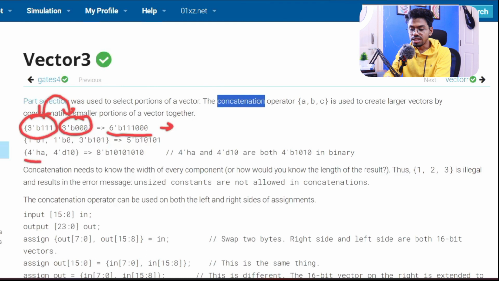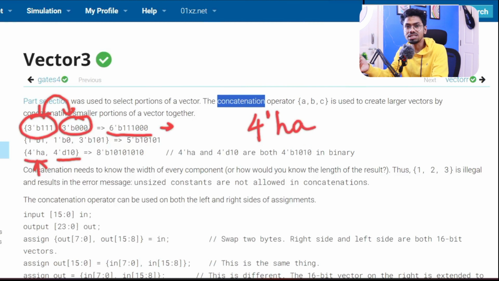For example, see here this one and this one. This is a 4-bit number. Can you tell me what this number is? Let me highlight it here. It is 4'hA. What is this? Can you convert it to a decimal number, or at least a binary number? As I said a while ago, H is for hexadecimal, so it's a 4-bit hexadecimal, and hexadecimal digits are always 4-bit.